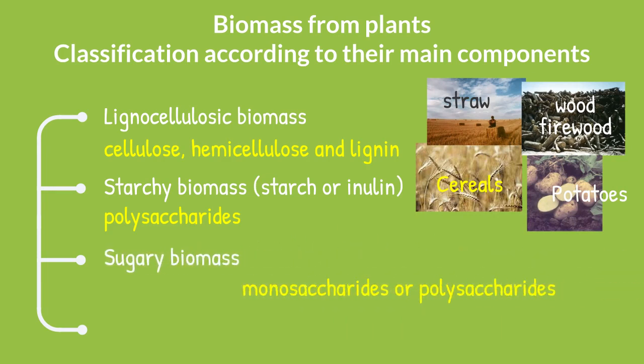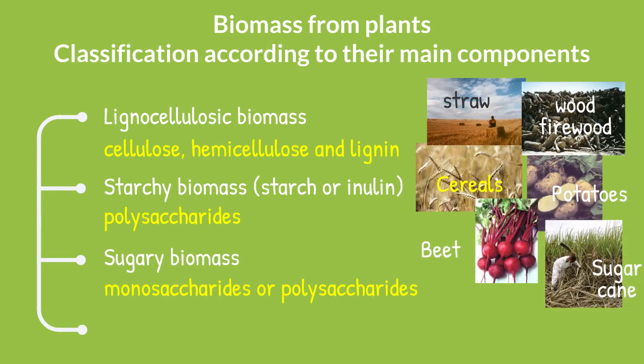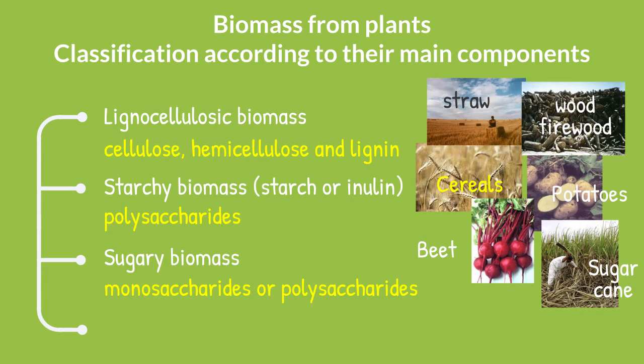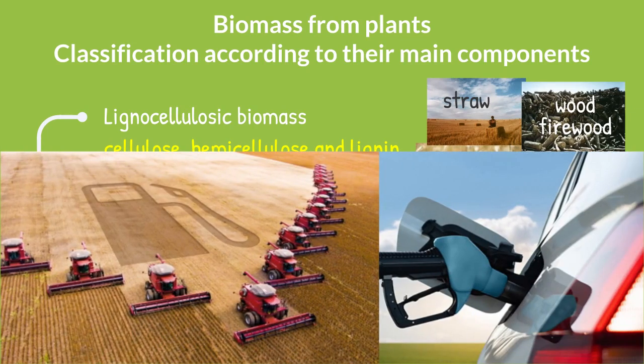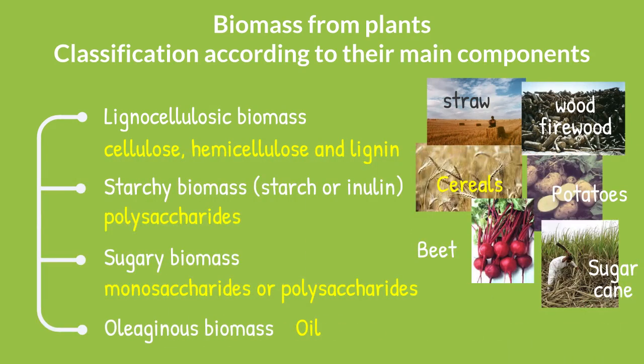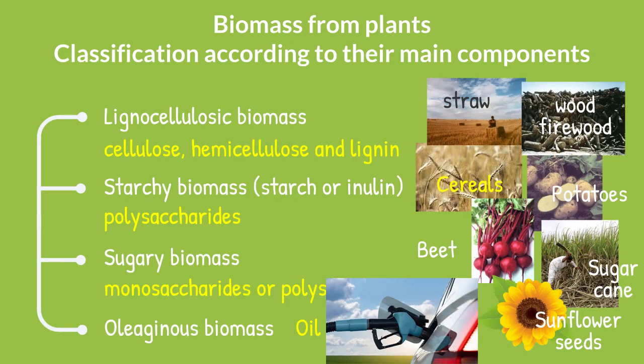Sugary biomass has a high content of sugars in the form of monosaccharides or polysaccharides. Within this group are beets and sugarcane. Both starchy and sugary biomass can be used to produce liquid biofuels. Oleaginous biomass has a high oil content. Sunflower oil or palm oil are within this group. The vegetable oil can be used directly or for the synthesis of biodiesel.